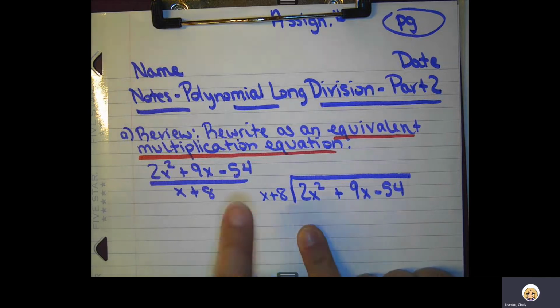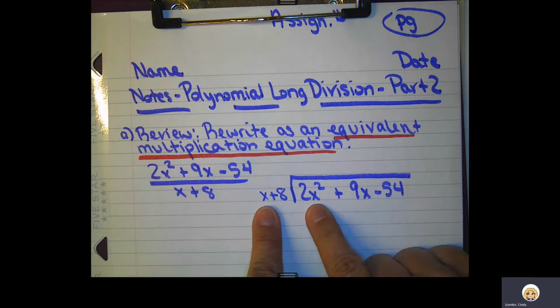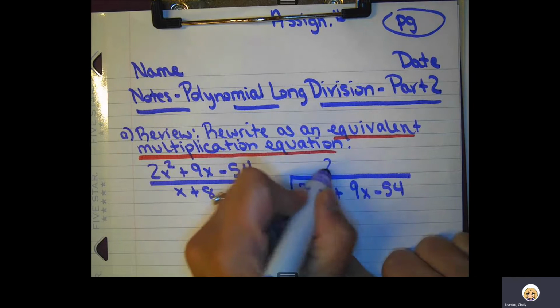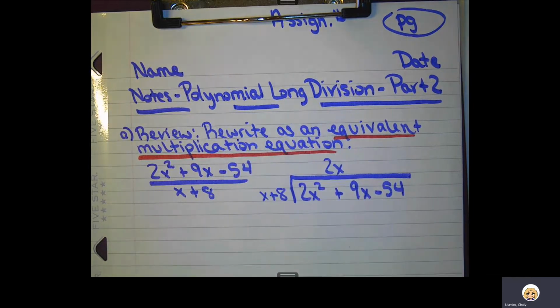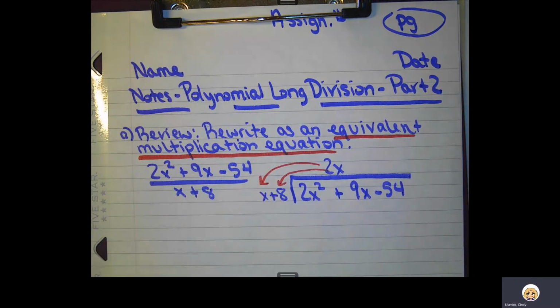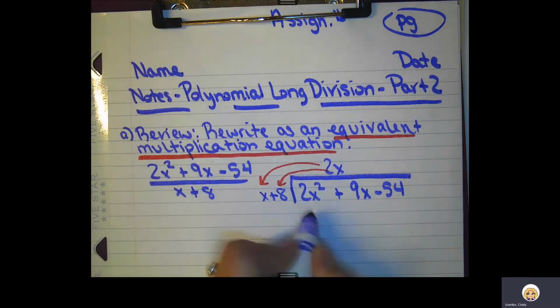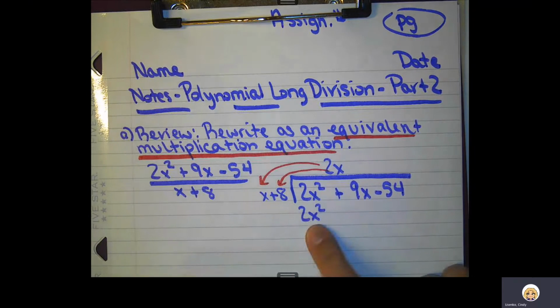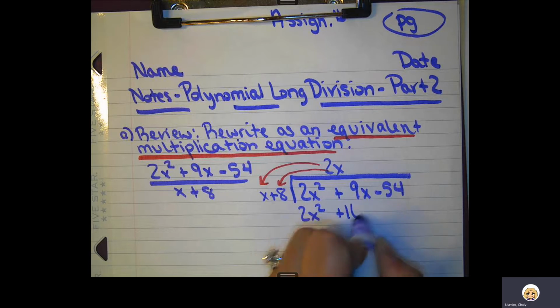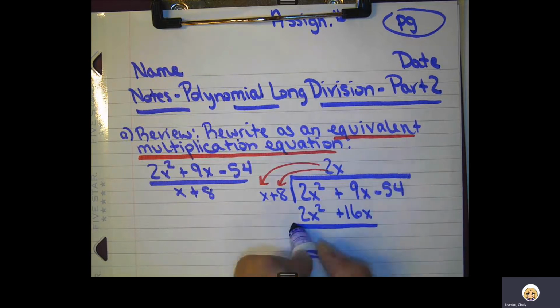So you say to yourself, what times x is going to make that 2x squared? That's what we put at the top. Well, x times 2x is 2x squared, so I'm going to put a 2x at the top. It doesn't matter where we put it. We are now going to distribute that 2x to both of those terms and put that underneath. So 2x times x is 2x squared. If it matches, we can keep going. If it just doesn't, we have to start over. 2x times 8 is a positive 16x, so I'm going to put plus 16x here.